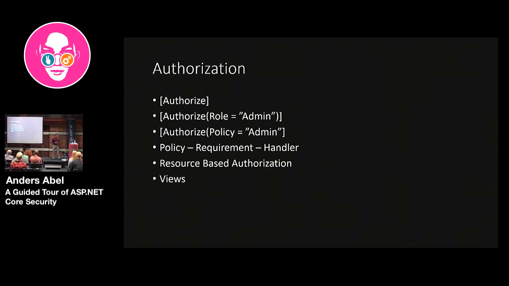So to summarize authorization, we have the simple authorize attribute, which you can attach a role or policy to. We have the full-blown policy requirement and handler mechanism. We have resource-based authorization, and we have views. It's a huge toolbox compared to what we had before, and pick the parts you need. Don't go all the way to policy requirement handler unless you really need to, because it can get really, really complex.